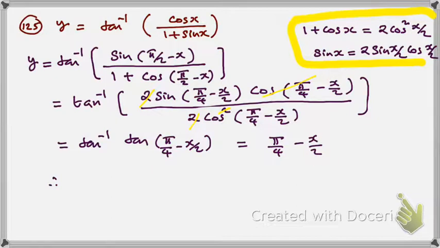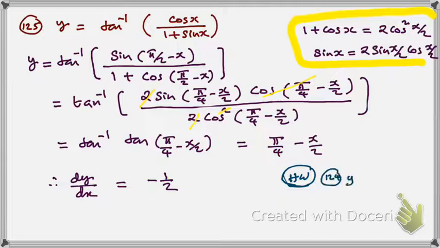Now I am in a position to differentiate. Therefore dy by dx is equal to pi by 4 becomes 0 and minus x by 2 becomes minus half. So you have a question for homework here.